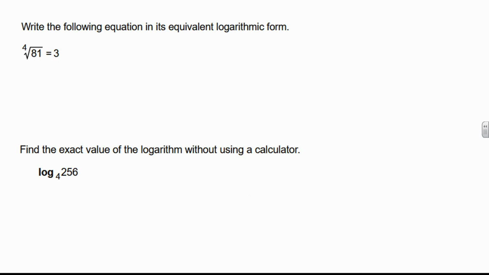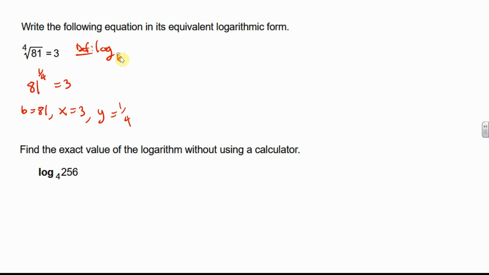Write the following equation in its equivalent logarithmic form. So let's see. Now check this out. This is the 4th root of 81. So this is really 81 raised to the 1/4 power is equal to 3. So the base is 81. So b is 81. Here x is equal to 3, and then y, the result, is always the exponent. That's 1/4.